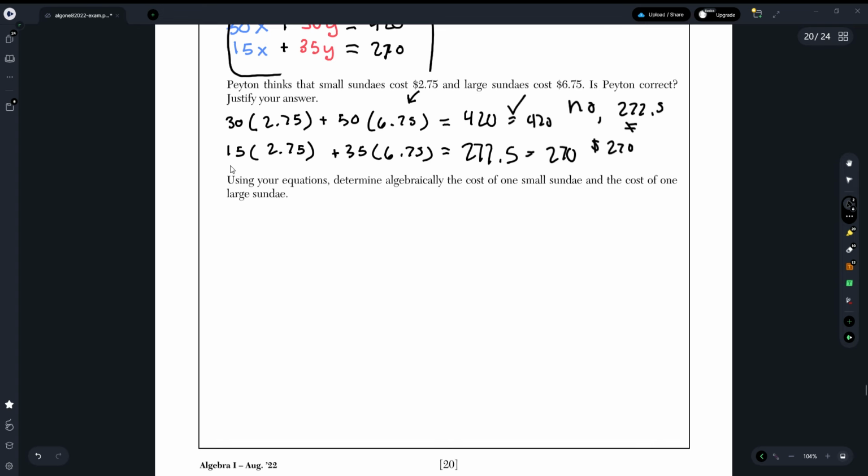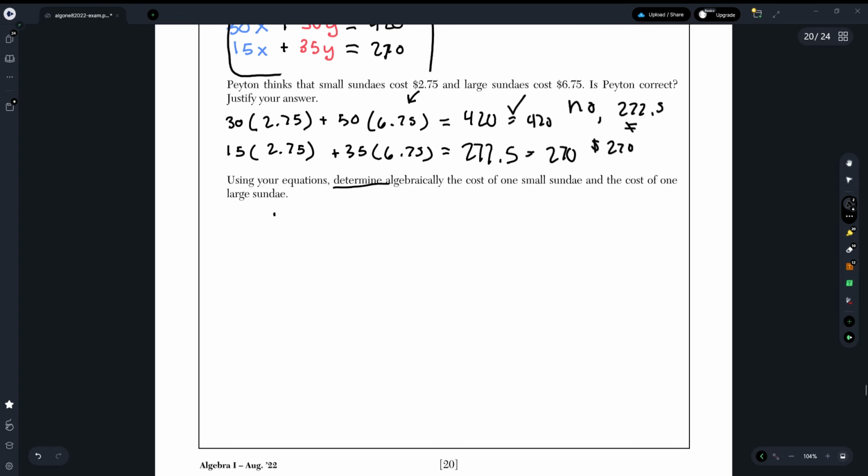So moving on to the last part of this. Oop, I don't know why my mouse isn't responding. Okay, so moving on to the last part. You could have also written that Peyton is wrong because if you plug in the values for the second equation, the two values don't match up, but whatever.